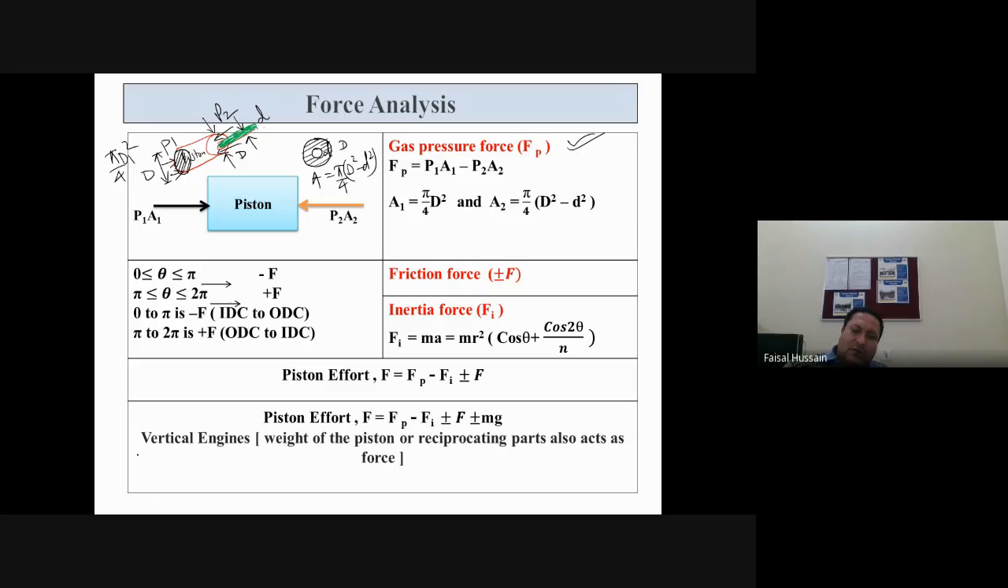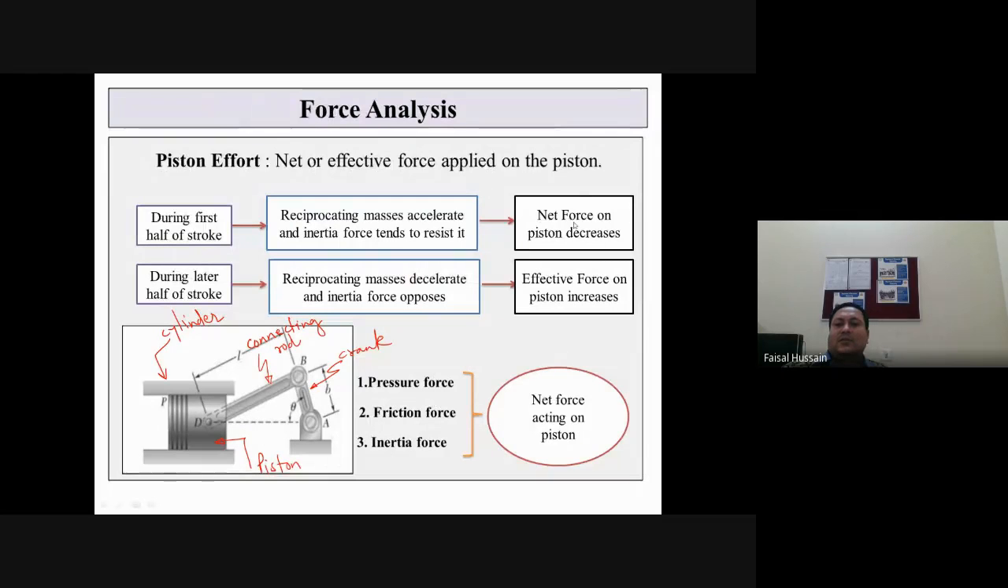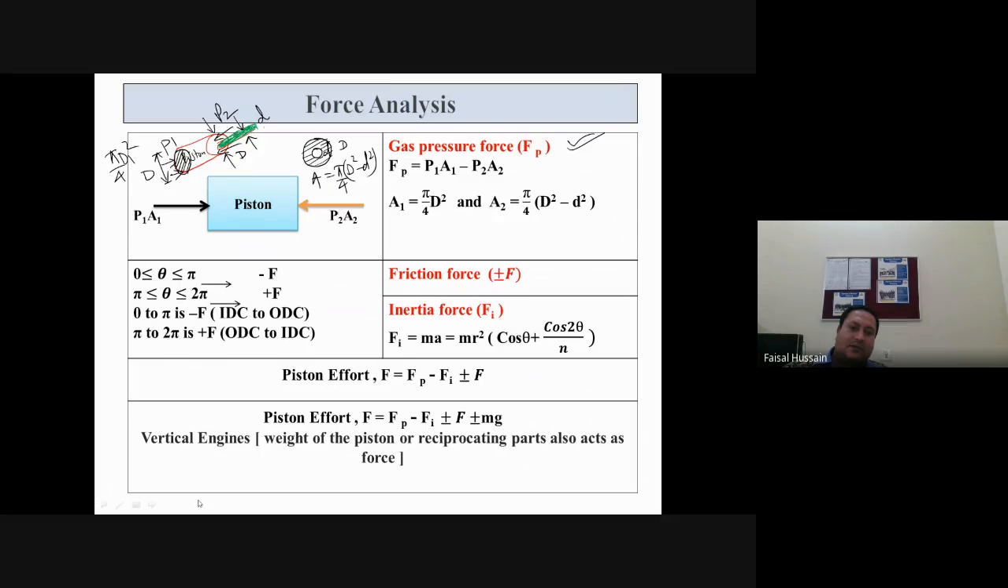Why negative force? Because during this position, the net force on the piston is decreasing. So negative force. During the second half, the net force on the piston increases, so we considered positive friction force. So for the angle from 0 to 180 degrees, in that position minus F; from 180 to 360 degrees, in that position plus F. So we have sorted out the friction force also.